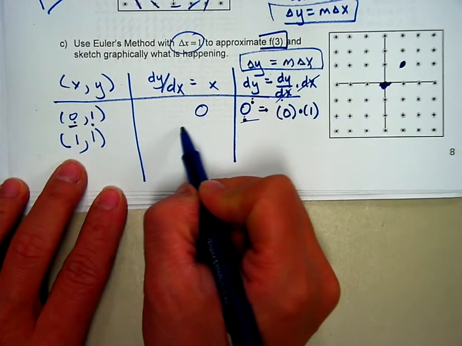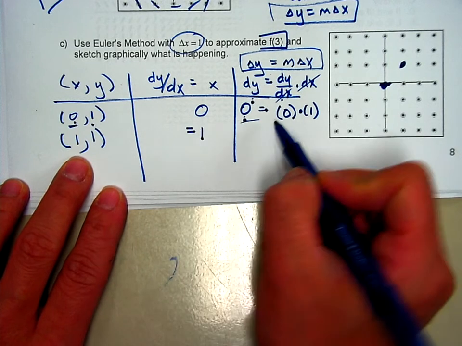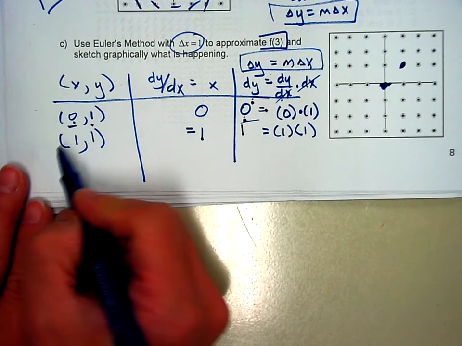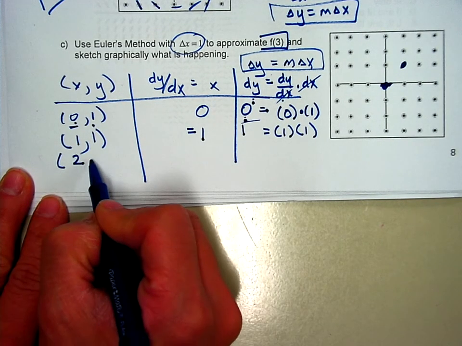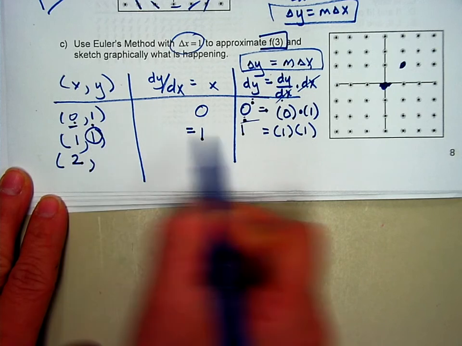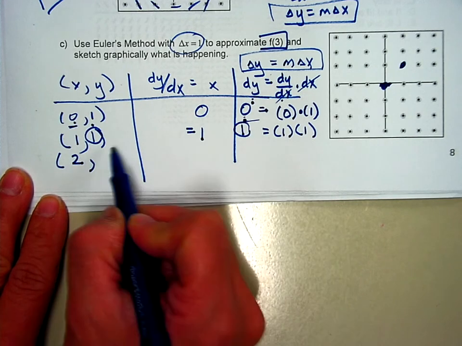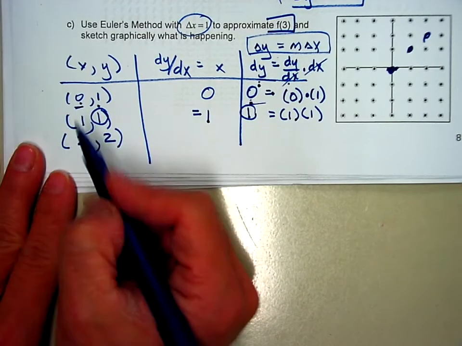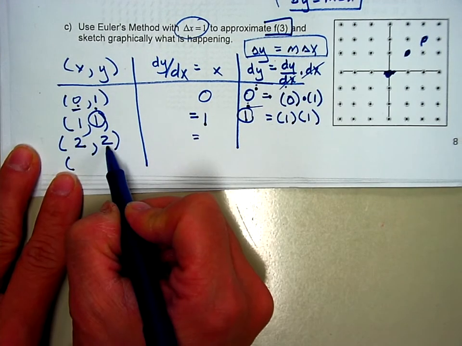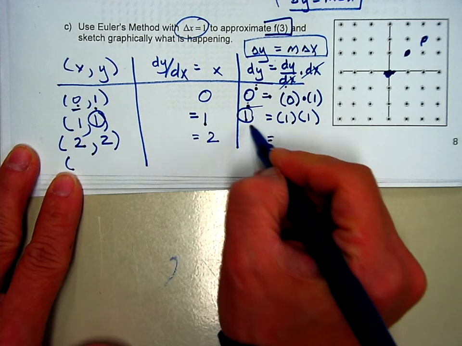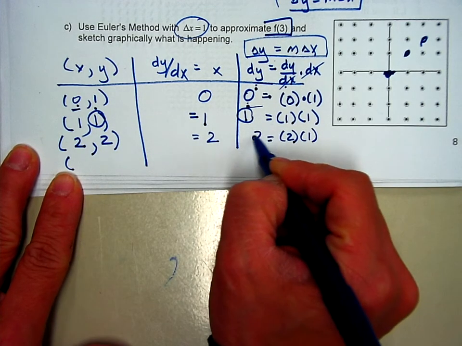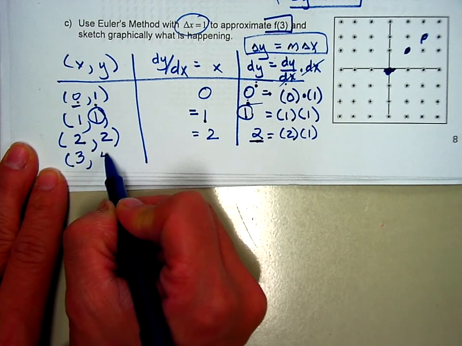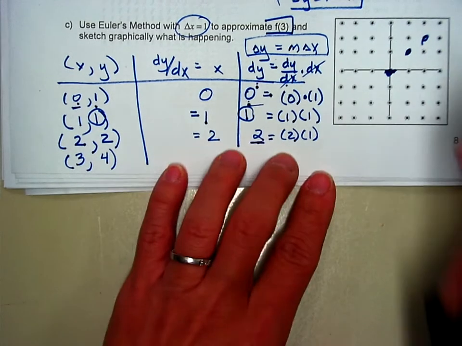So dy dx at (1, 1) is 1. dy is dy dx times delta x, so 1 times 1 is 1. I'm moving up the x-coordinate by 1, so this gives me 2. Your y value was 1, but we're going to move up the y value by 1, so now we go to (2, 2). So there's my next point on the graph. Okay, I'm going to do this process again. So dy dx at (2, 2) is 2. dy is dy dx times delta x, which is 2. So your next ordered pair goes to 3. But then since your dy is 2, the y coordinate goes all the way to 4. So your last point would be (3, 4).